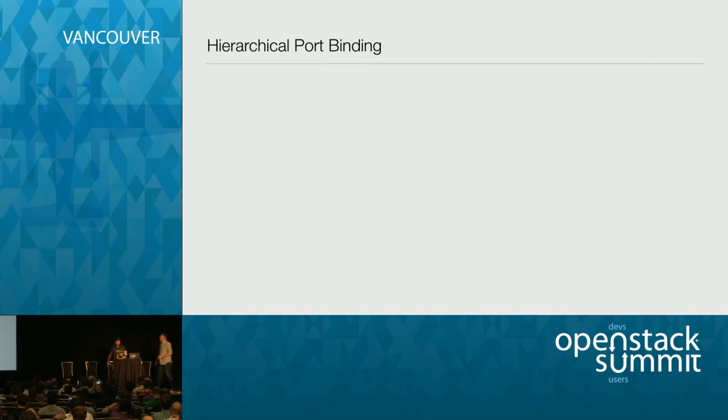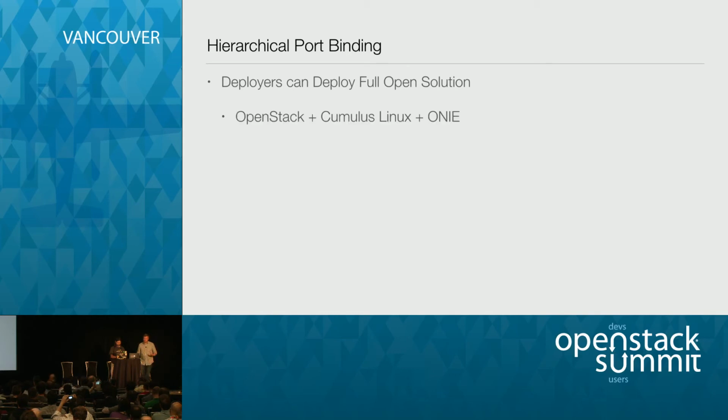So just to summarize, with hierarchical port binding, it's available today. You can deploy a fully open solution. You don't have to necessarily leverage or wait for proprietary solutions to be available. So in the situation we show here, the open solution is OpenStack, Cumulus Linux, Seconda, and then ONI-enabled switch. It works at scale. It actually allows you to go further. You can maximize the capacity of your hardware and your investments.